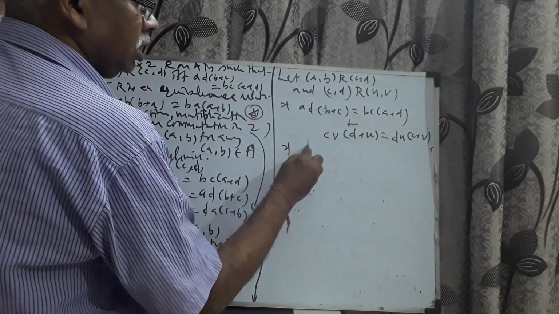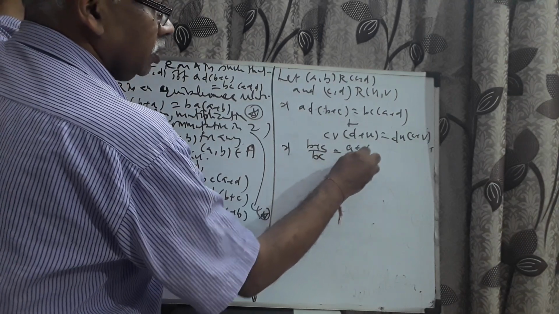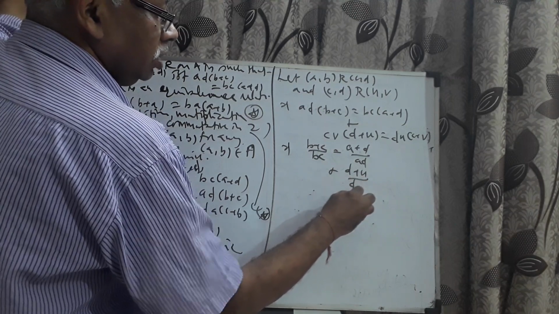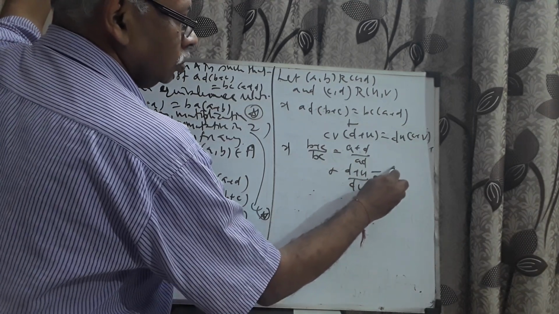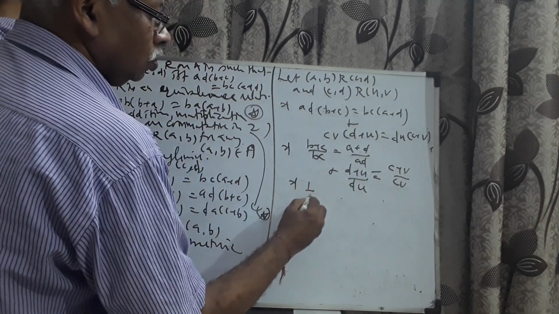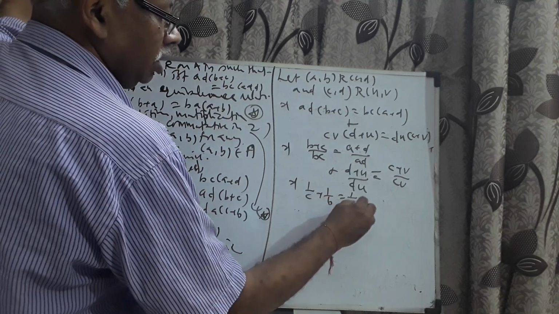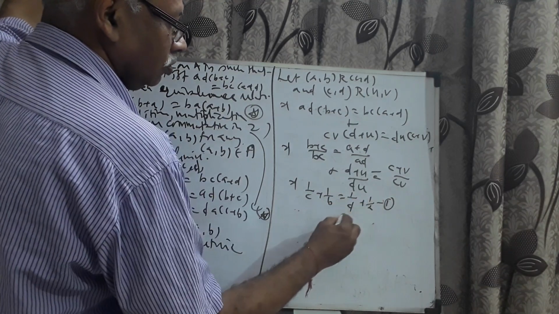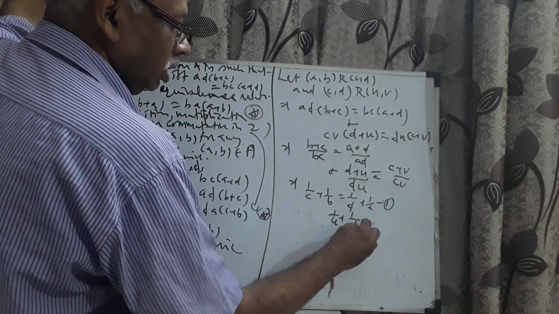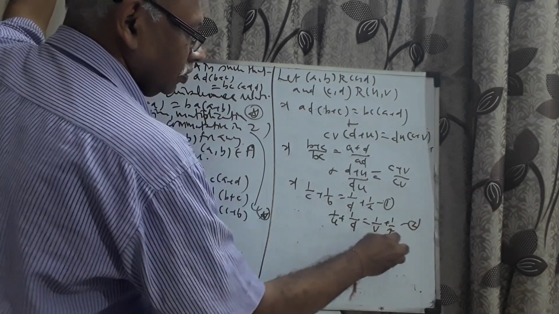Now this will automatically imply BC by BC, B plus C by BC is equal to A plus D by AD, and D plus U by DU will be equal to C plus V by CV, which will automatically imply 1 by C plus 1 by B is equal to 1 by D plus 1 by A. Name this as equation 1. Similarly here, 1 by U plus 1 by D to B is equal to 1 by V plus 1 by C. Name this as 2.